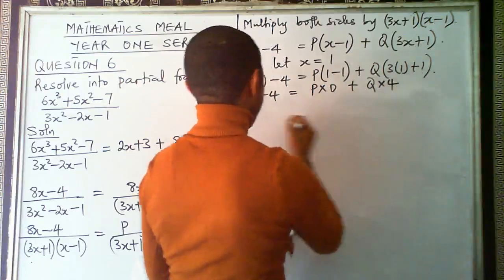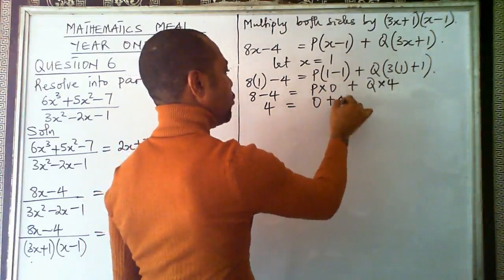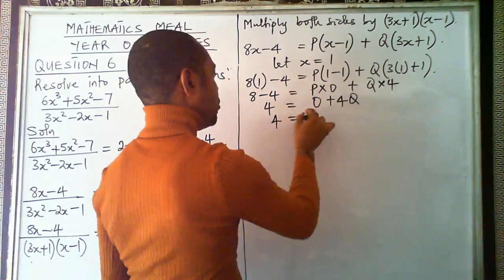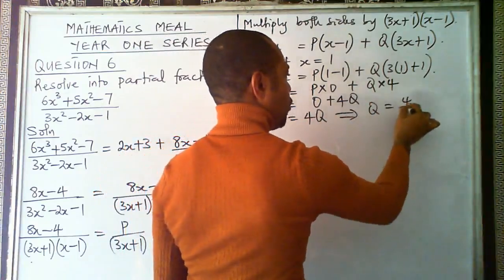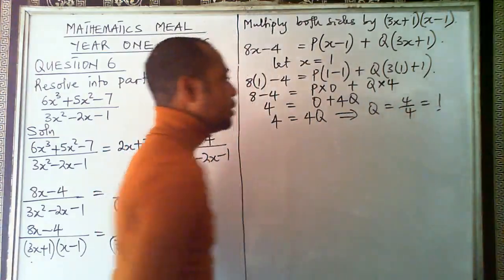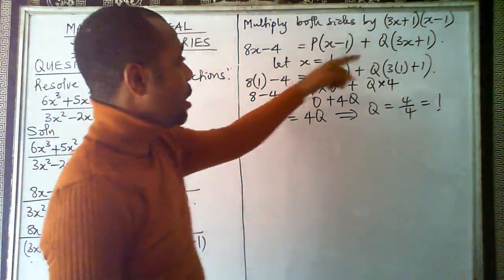So times 4. So we have 4 is equal to p times 0 plus 4q. So 4 is equal to 4q. Therefore, q becomes 4 over 4, which is what? 1. So q is 1.